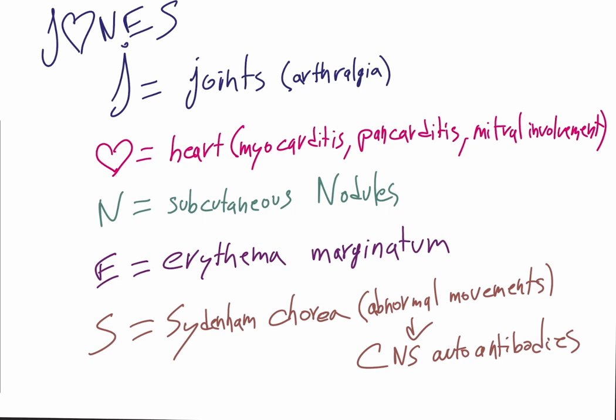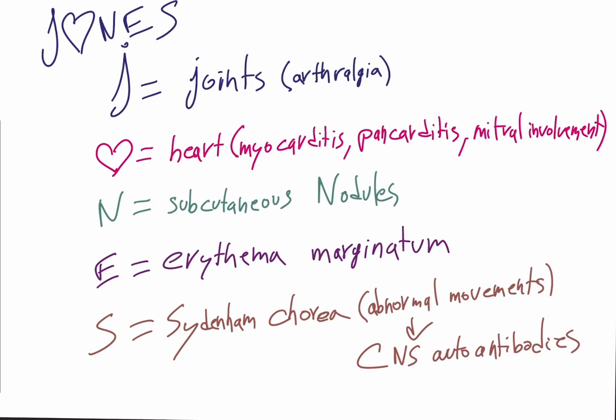The J is for joints, arthralgias. O is for heart: myocarditis, pancarditis, and mitral involvement. N is for subcutaneous nodules. E is for erythema marginatum. The S is for Sydenham chorea. This is abnormal movements from CNS autoantibodies.